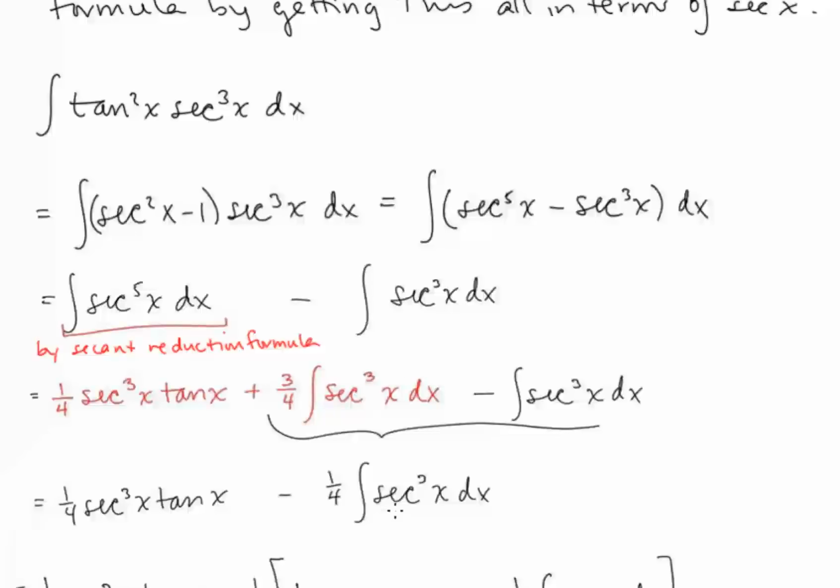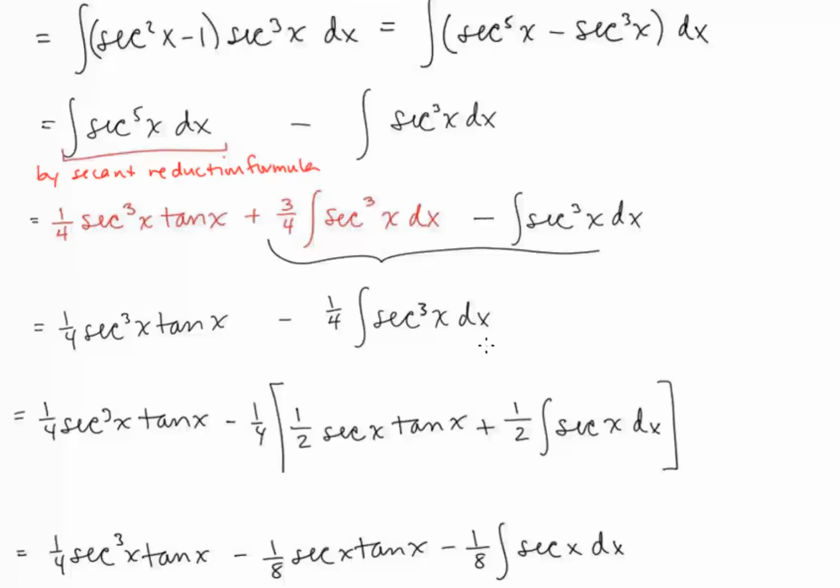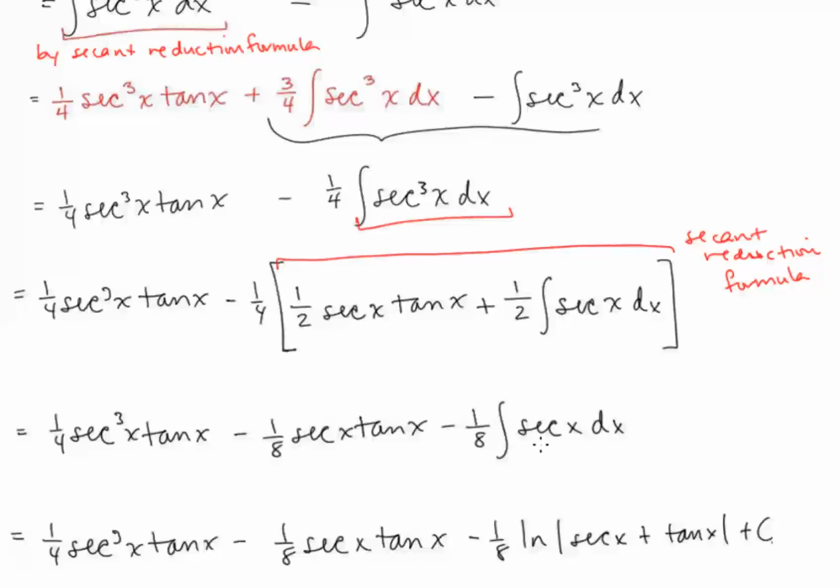But how do we solve this integral, secant to the third x? We use the reduction formula again. So now this is getting replaced by this, by the secant reduction formula. And now we're left with integrating secant x, which we showed above is ln absolute secant x plus tan x. And so now we've completed our integral.